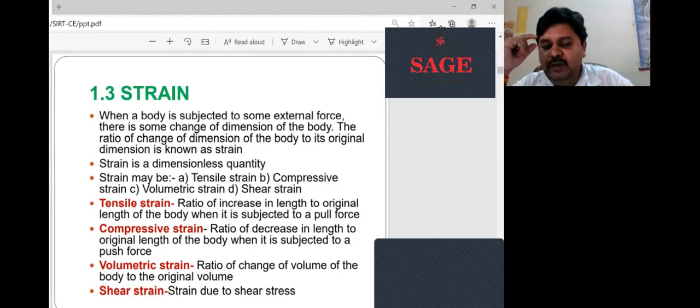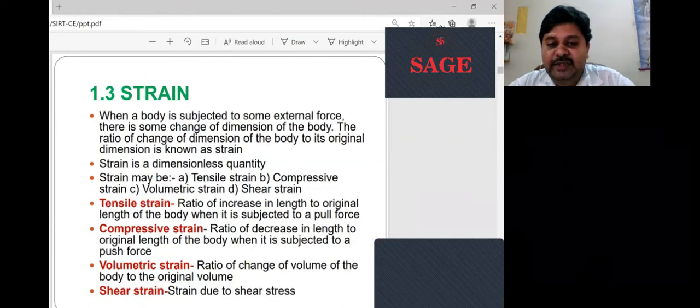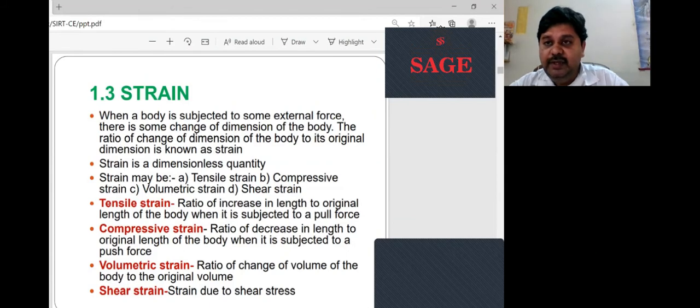Similarly, just as with stresses, where tensile stresses are positive and compressive stresses are negative, tensile strains are positive and compressive strains are negative. Volumetric strain is the ratio of the change in volume to the original volume of the body. Shear strain is the deformation generated in the body because of shear stress. Shear stress is the stress generated because of a tangential force applied to the surface.